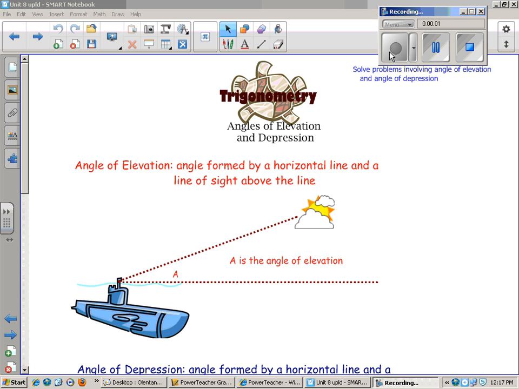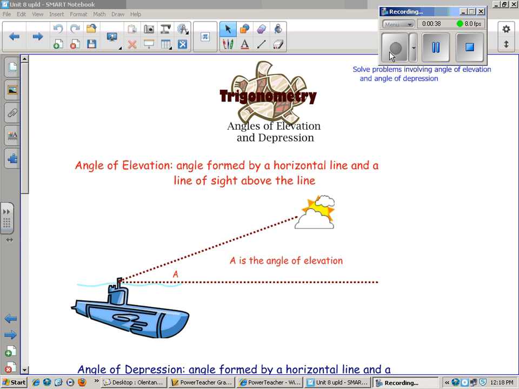Angle of elevation, angle of depression. Okay, the one thing you have to remember about angle of elevation or angle of depression is that it always is measured from horizontal. So you start horizontal. If you go up, that's angle of elevation. Horizontal down is angle of depression. Okay, but you always start from horizontal. For some reason, that's hard for people to remember. But you have to always start from horizontal, then up is elevation, down is depression.